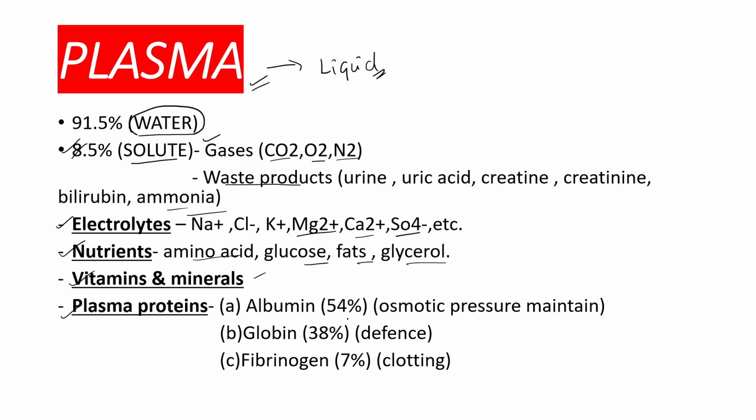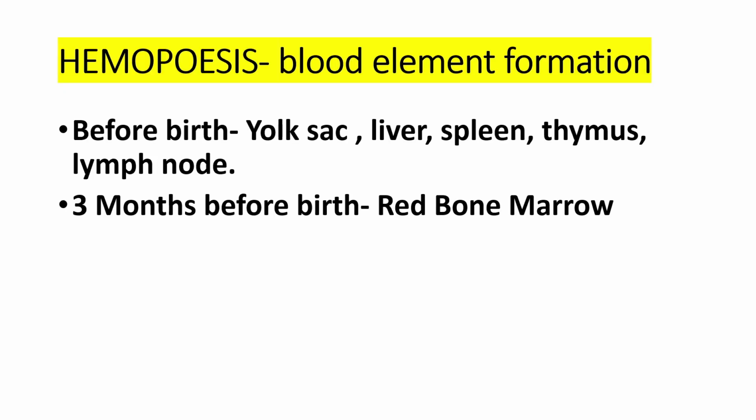Albumin is 54%, and it maintains the osmotic pressure. So albumin is maintaining the osmotic pressure. Now globulin 38%, which is used as a defense mechanism, and fibrinogen, which is 7%, and it is used for clotting, blood clotting. So this was the composition of plasma.